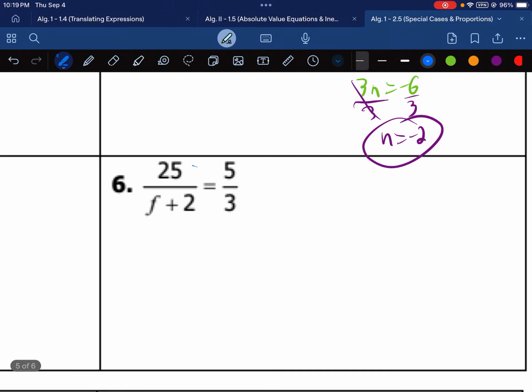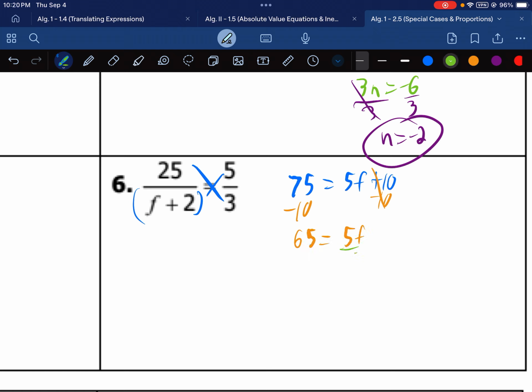Number 6, diagonally, 3 times 25 gets 75. 5 times the entire denominator, f plus 2, is 5f plus 10. I'm going to subtract 10 to move my numbers to one side, and I get 65 equals 5f. So they're on opposite sides, so I can go ahead and divide by 5. And by they, I mean the numbers and the variables. And I end up getting 13 equals f.